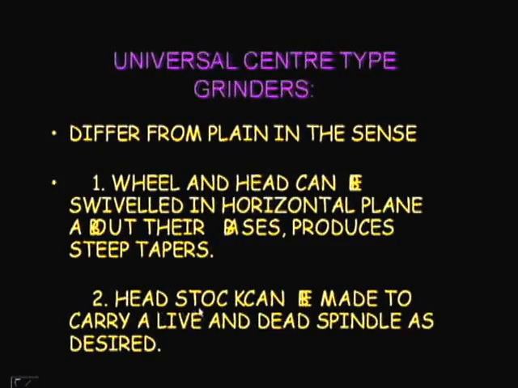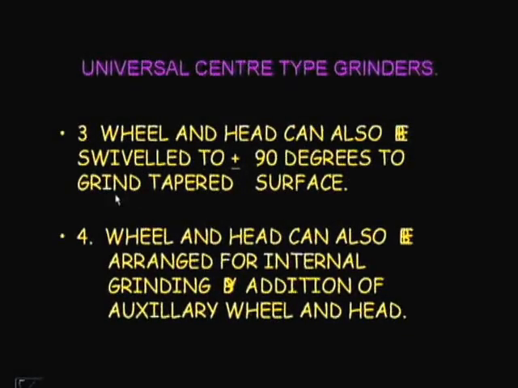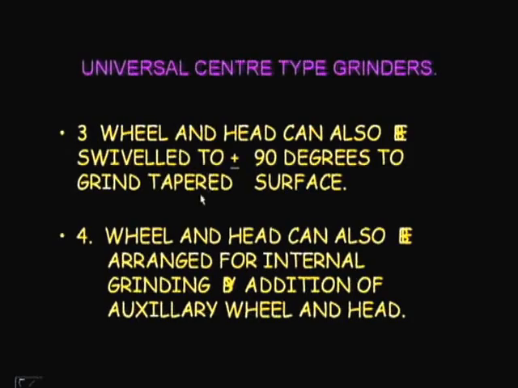The next one is that the headstock can be made to carry a live and dead spindle as desired. In the previous case, the headstock had a live center and the tailstock a dead center, whereas here both can be done. The third one is that the wheel and head can also be swiveled to plus or minus 90 degrees to grind a tapered surface. Whereas in plane it is plus or minus 10 degrees, here it is plus or minus 90 degrees, which is another advantage.